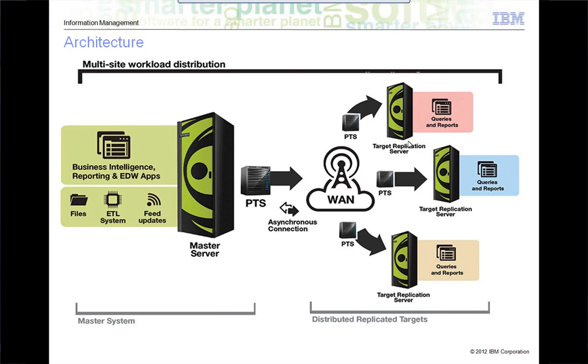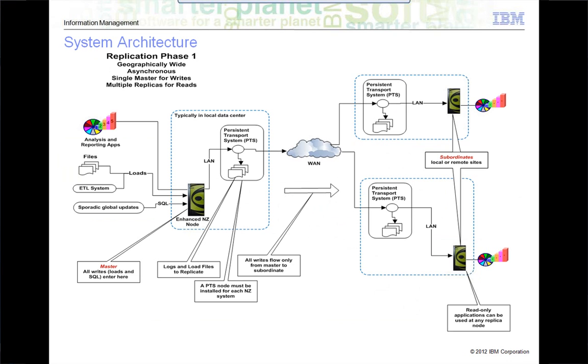In the next slide, this shows a little bit more detailed picture of what I was showing earlier. Looking at the master side, you have a master Netezza appliance. All the loads and SQL enter here, and this is slightly wrong. The connection between Netezza and the PTS is not through a LAN, but through a dedicated 10-gig interface, okay? And that is a dedicated line, but PTS to PTS communication is through the WAN.